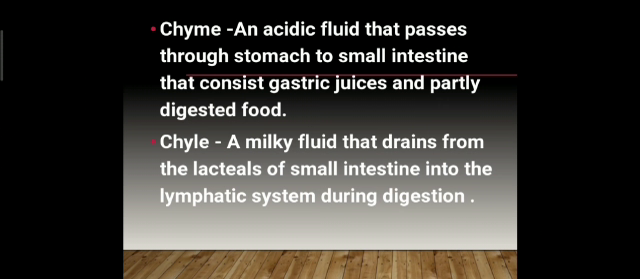Then comes chyme, an acidic fluid that passes through the stomach to the small intestine and consists of gastric juices and partly digested food. After that, chyle is the milky fluid that drains from the lacteals of the small intestine into the lymphatic system during digestion of fat into fatty acids and glycerol.